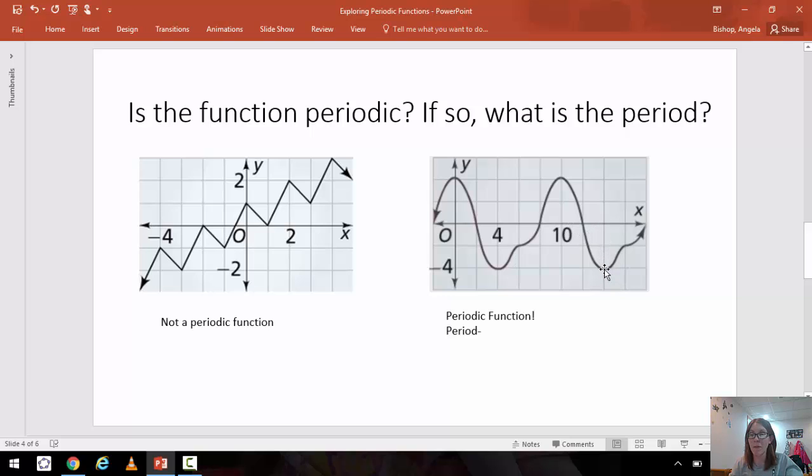My lowest point's at 14 here. From 4 to 14 is still 10, so the period is 10. The reason I like to look at either the highest point or the lowest point is because if you look at something like the x-intercepts, it can be kind of deceiving.